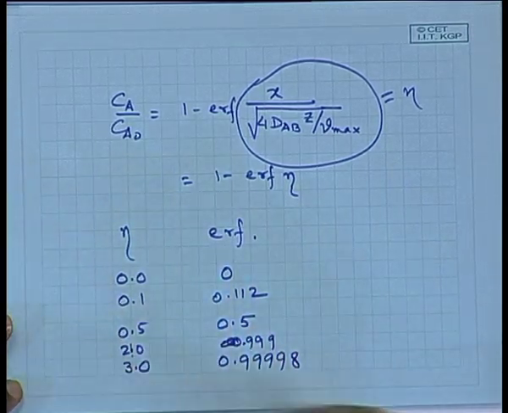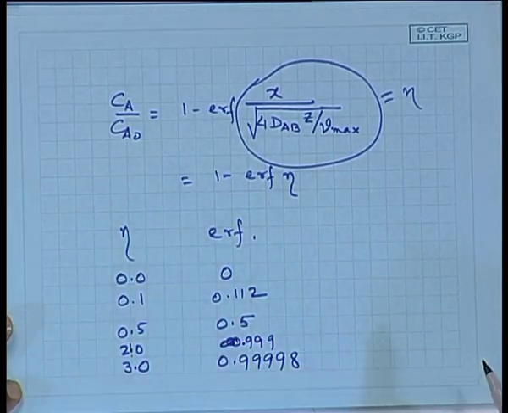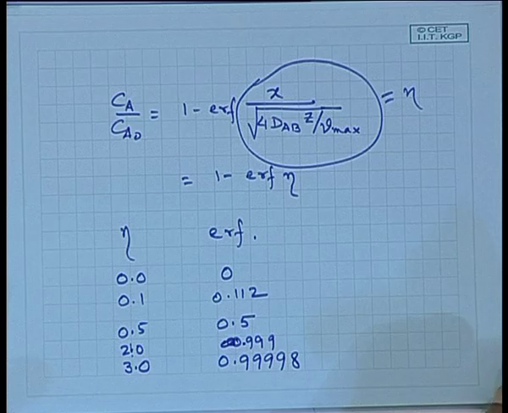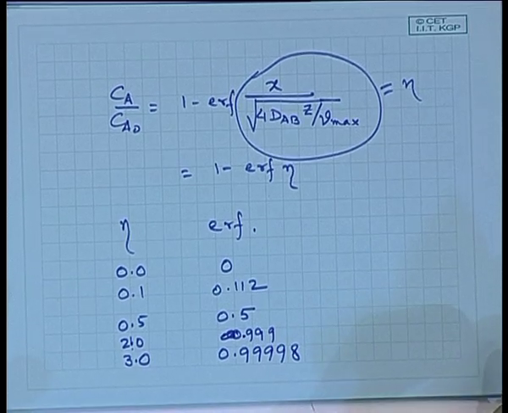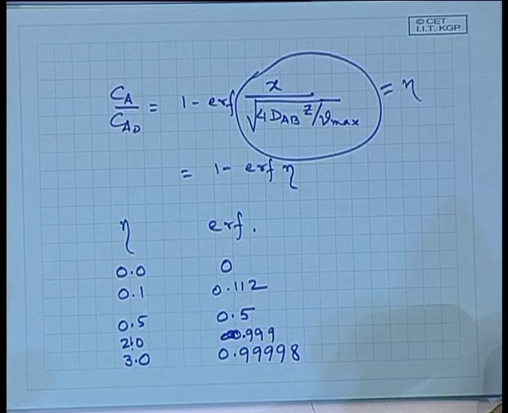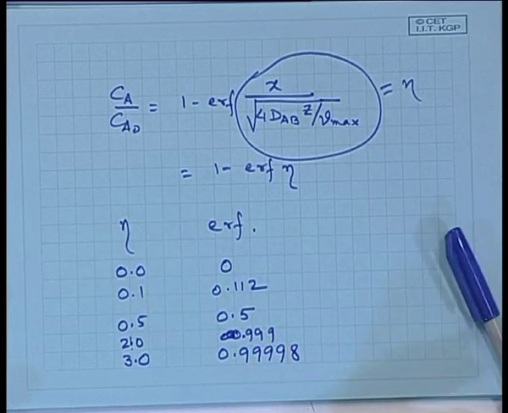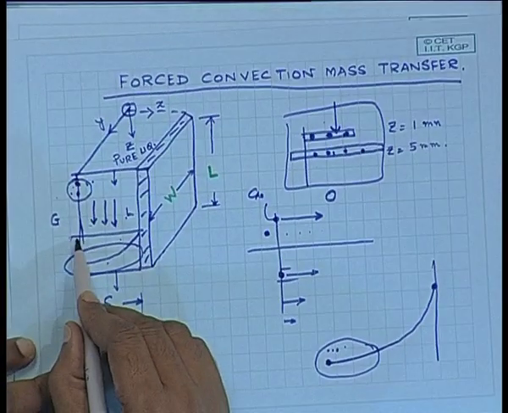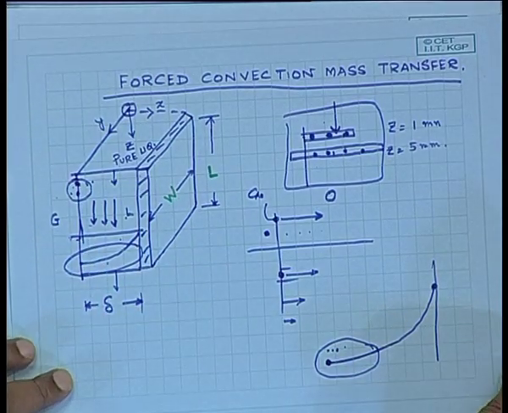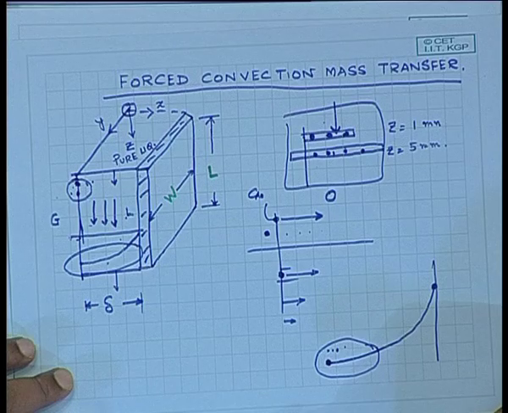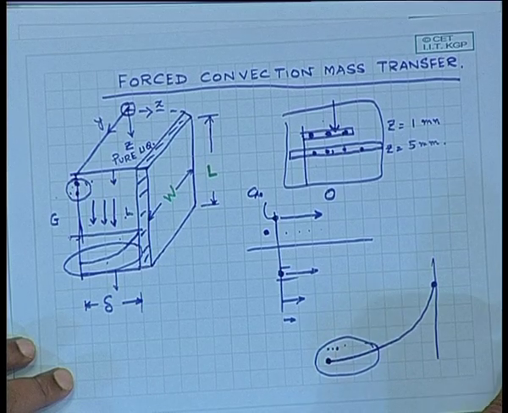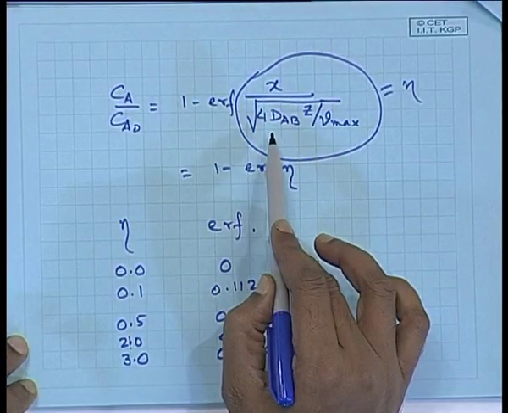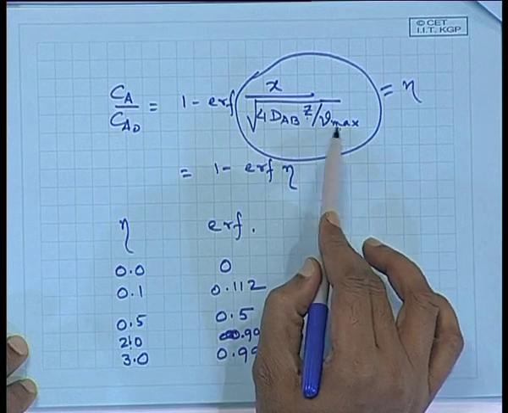If this table is with you, can you somehow use it to define your boundary layer thickness? If I tell you that at a specific z location, find out the boundary layer thickness, that means up to which point the gas molecules have penetrated the liquid. What are you going to do? Simply put eta equal to 3. You know z, you know Vmax, you know DAB.